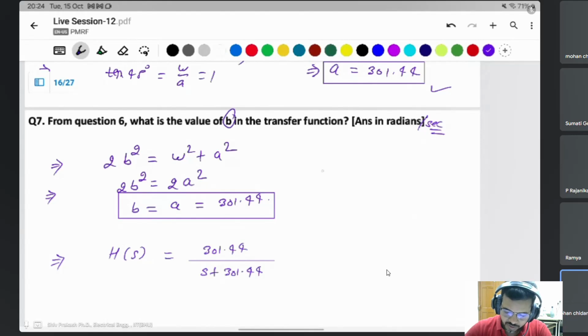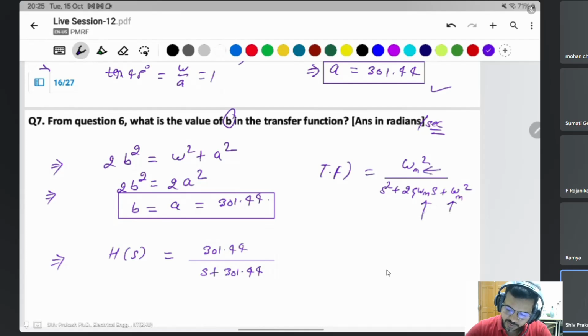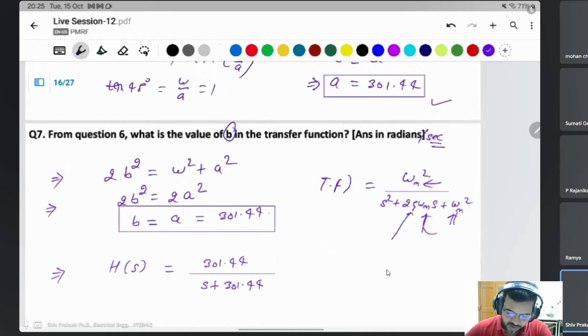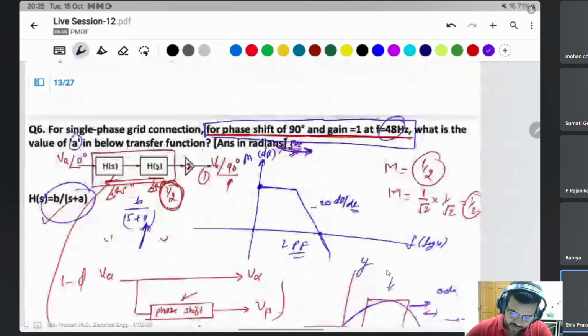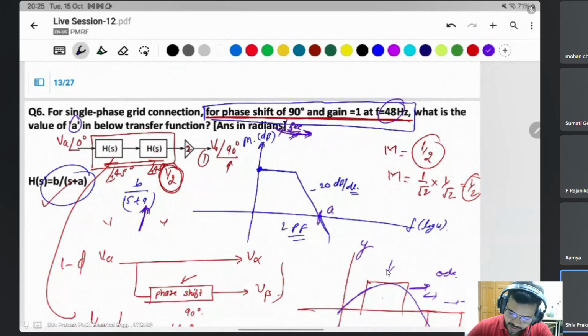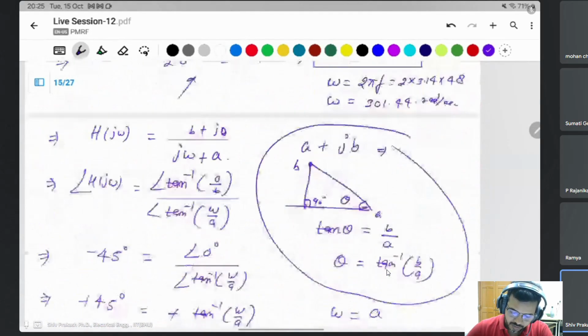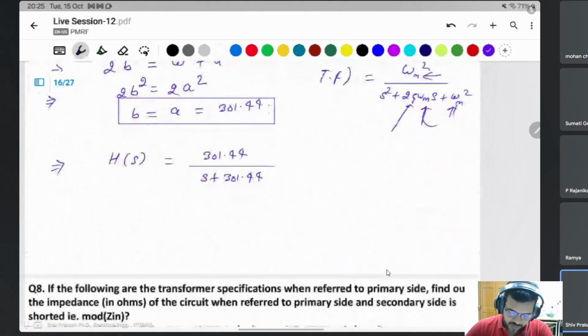You know about the second order transfer function. It will be omega n square divided by s square plus 2 zeta omega n s plus omega n square. Then this is the frequency. All of them depend on the frequency. This is the damping factor. Same thing here also. This is the frequency. That's why I have taken a in the omega, between the frequency.